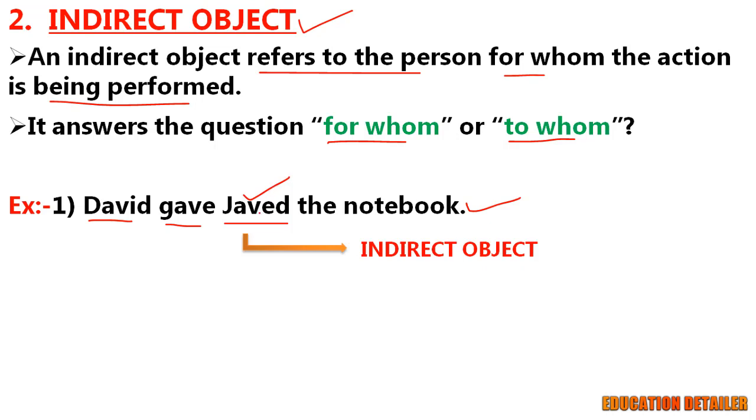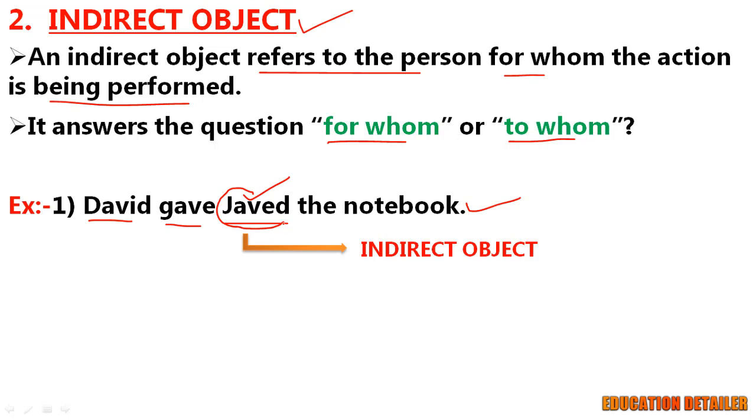किसे या किसके लिए प्रश्न करने पर जो उत्तर मिले उसे हम इनडायरेक्ट ऑब्जेक्ट कहते हैं। डेविड किसे नोटबुक दी? जावेद को। So now I hope you can easily identify the indirect object.